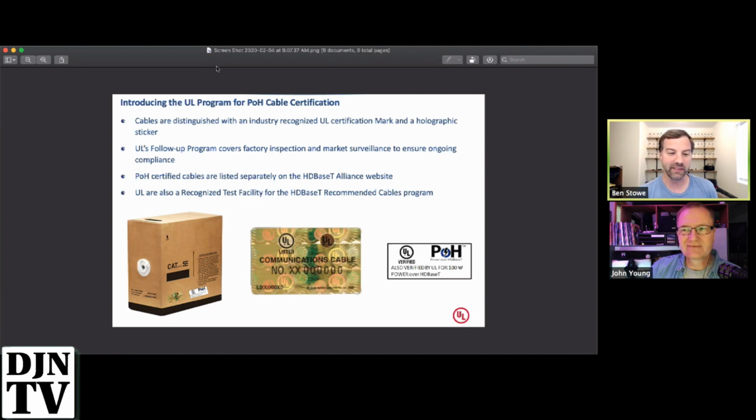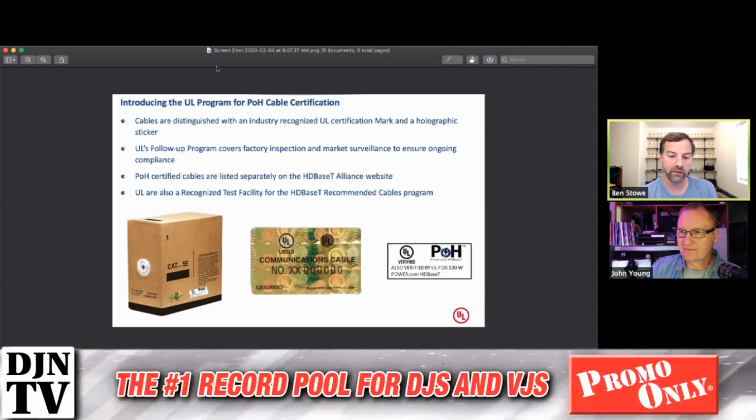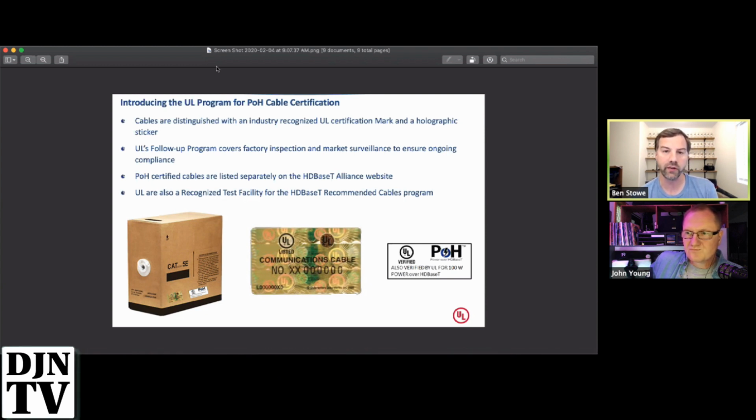And what you can see in this slide, though, is two things. One is there's a UL hologram saying, hey, this thing does in fact pass UL. There's a traceable number. I had a very interesting chat with the guy from UL Labs, and they were talking about how many people are forging UL certifications and how this is dangerous and how they're trying to combat it. But of course, if we're using PoH, which I mentioned earlier, is sending power over HDBaseT, that really ups the ante, doesn't it? When you're sending power over a cable, that really does up the level of concern.